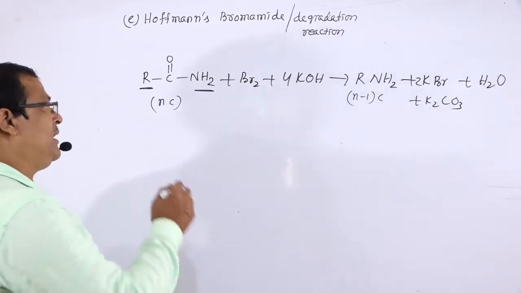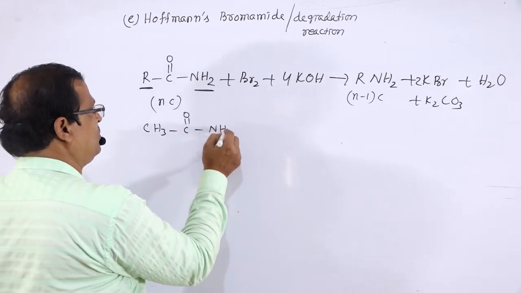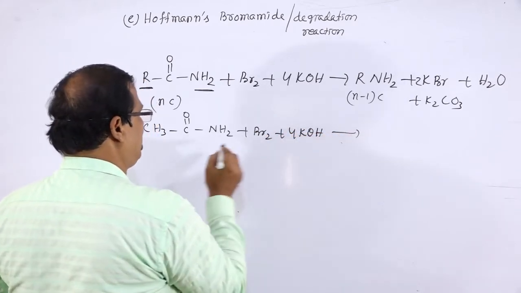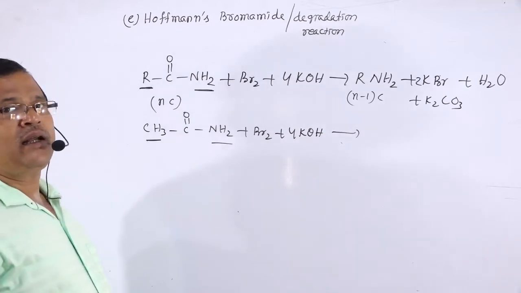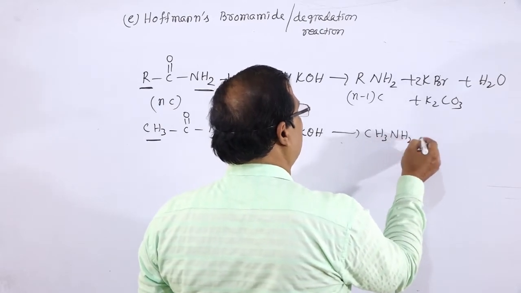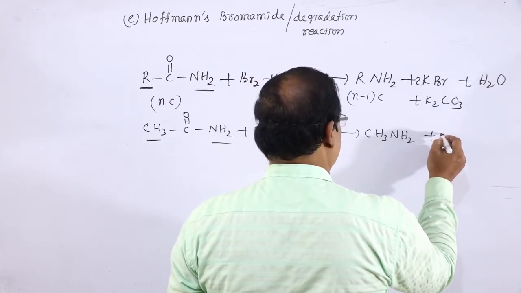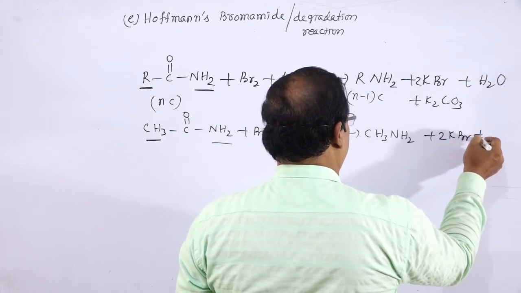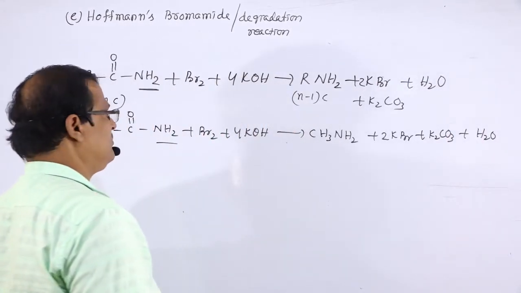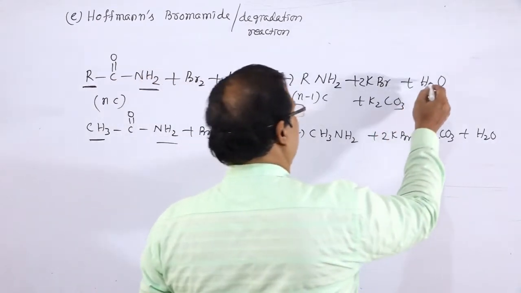For example, if we take acetamide CH3CONH2 and it is treated with bromine and 4 KOH, the formation of an amine with one carbon atom less, that is methylamine CH3NH2, will be the product, plus 2 KBr plus K2CO3 plus 2 water. In this case 2 water will be formed.